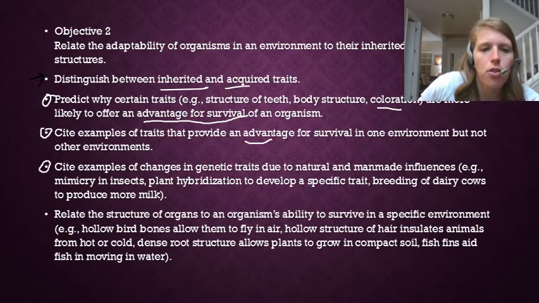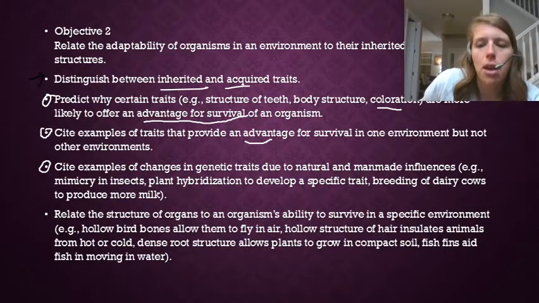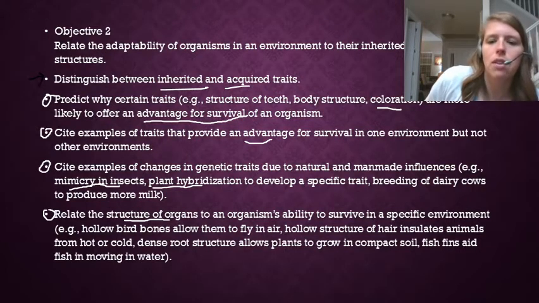And cite examples of changes in genetic traits due to natural and man-made influences. Examples would be mimicry in insects, plant hybridization to develop a specific trait, breeding of dairy cows to produce more milk. And our last one, this one I bet you guys can do, is relate the structure of organs to an organism's ability to survive in a specific environment.